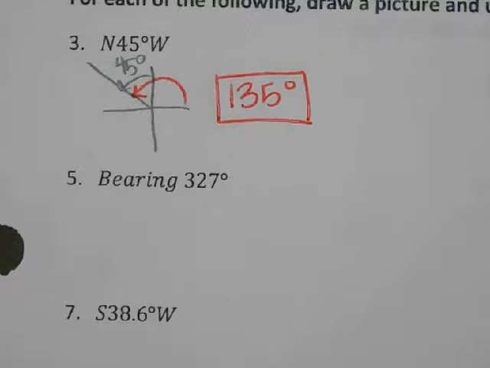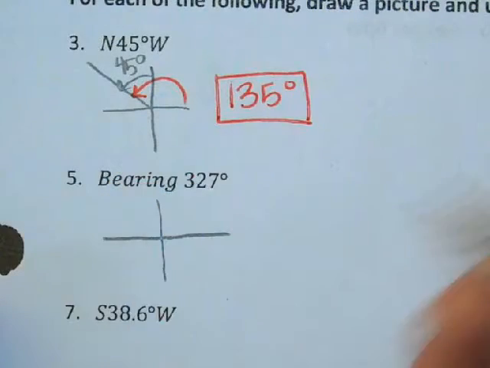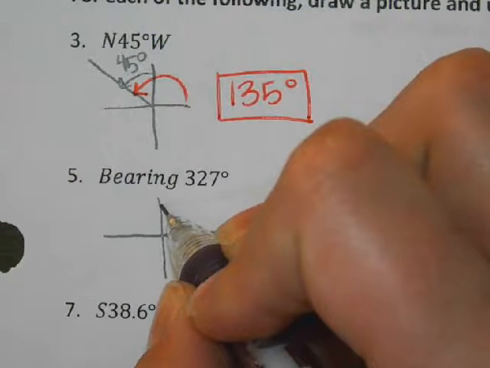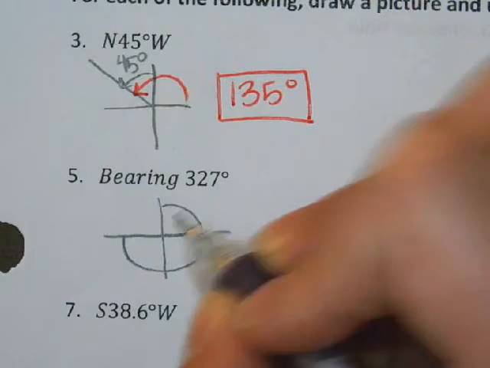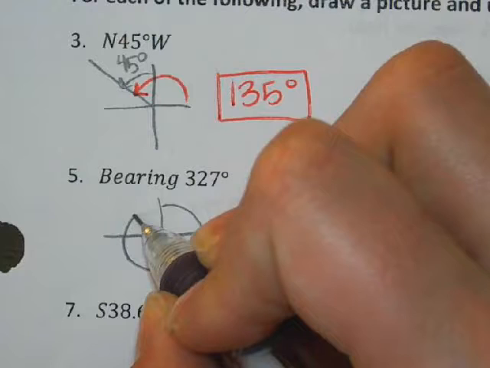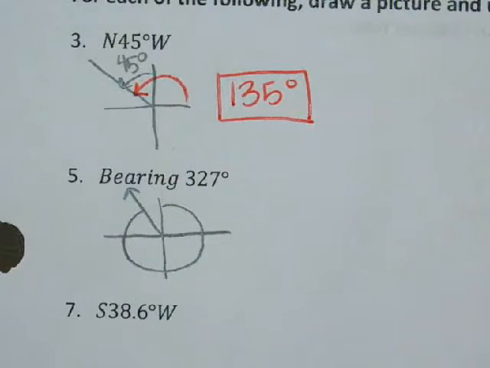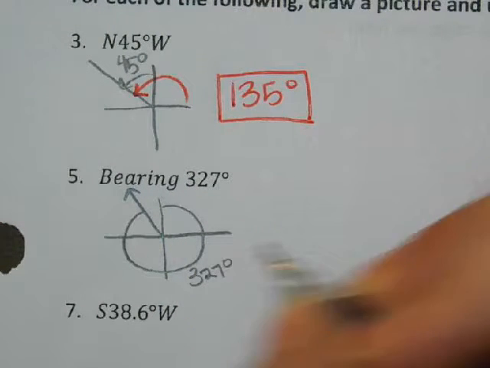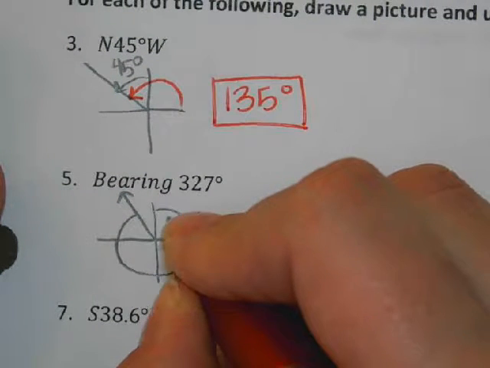All right, what if we did bearing 327? We're starting at north, and we're going clockwise. So there's 90, 180, 270. Halfway would be 315. We're going further than that. So we went pretty far, right? Wow. Almost all the way back up to north again. So there's the 327 degrees. But to measure this for our calculator, we're going to start here and go this way.